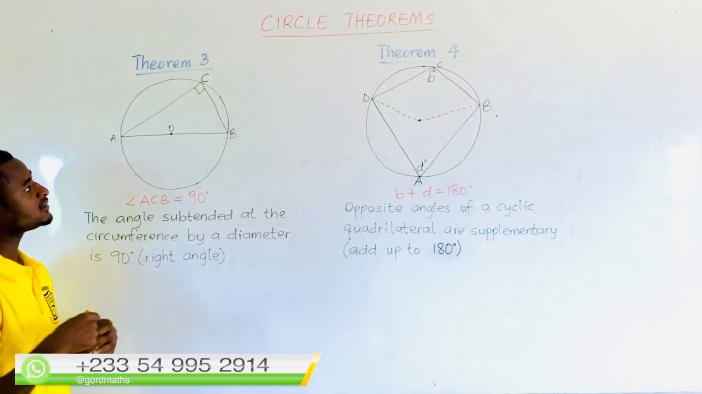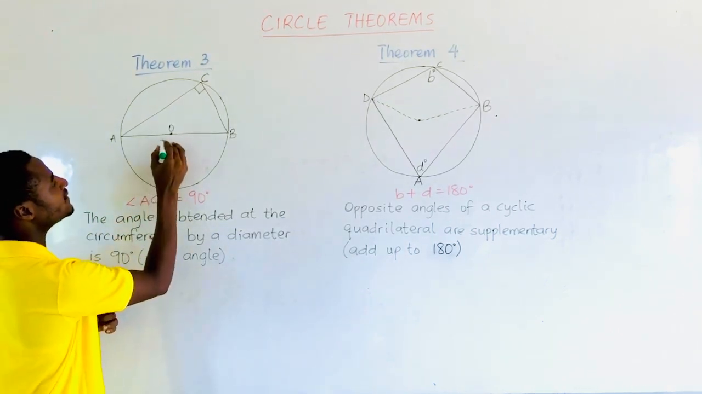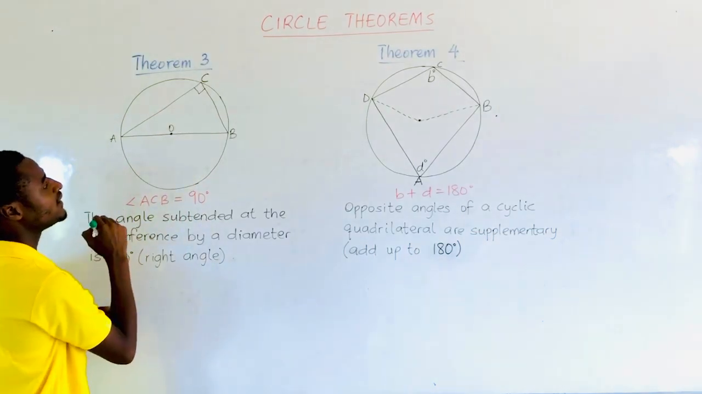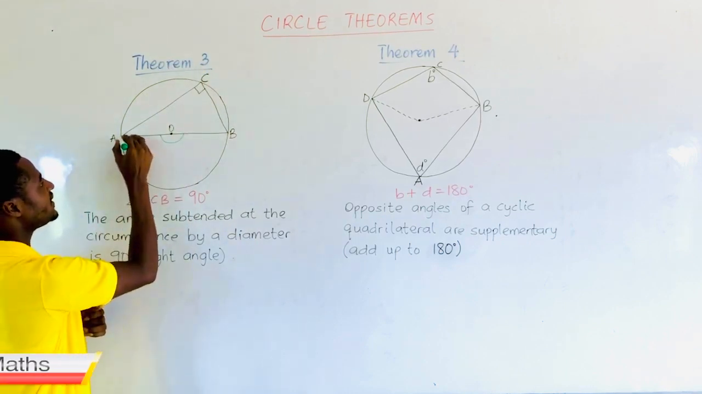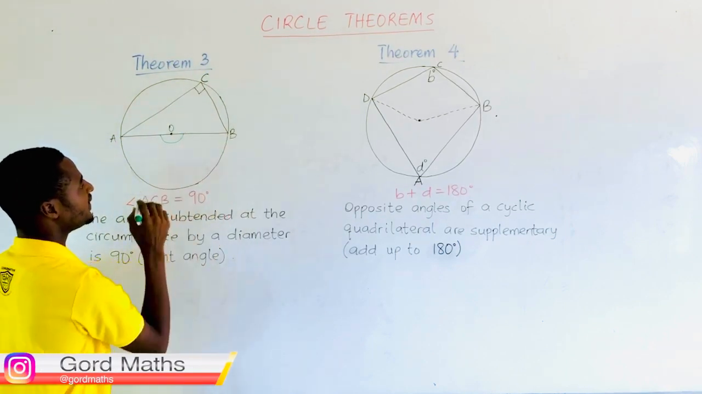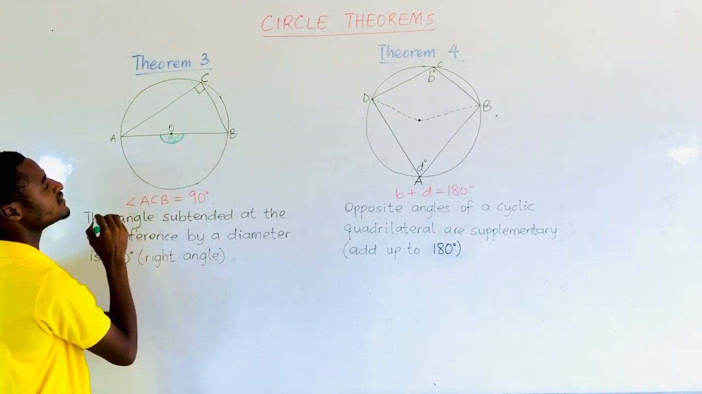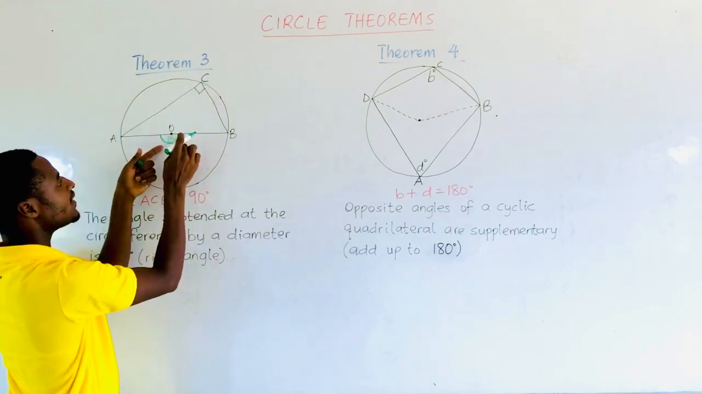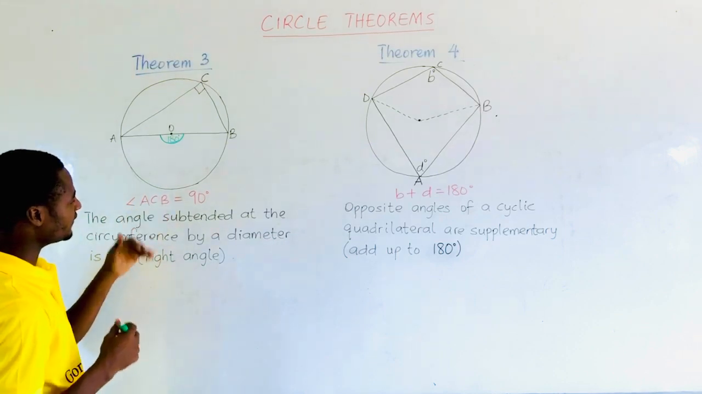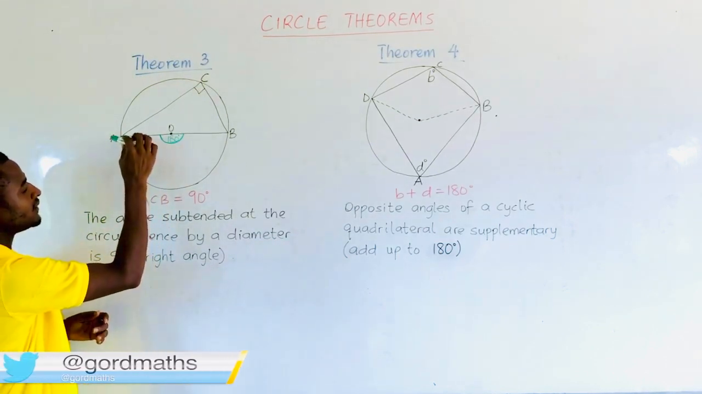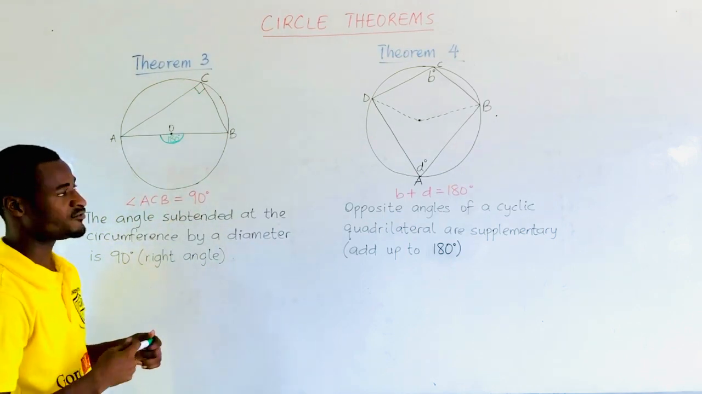Now from our first theorem, we realize that if a chord or an arc subtends a certain angle at the center of the circle, then half that angle is subtended at the circumference. Taking this arc AB, at the center the angle subtended here is 180 degrees. And so on the circumference, half of 180 will give us 90 degrees. That is from the first theorem. And so angle ACB in this diagram is equal to 90 degrees.